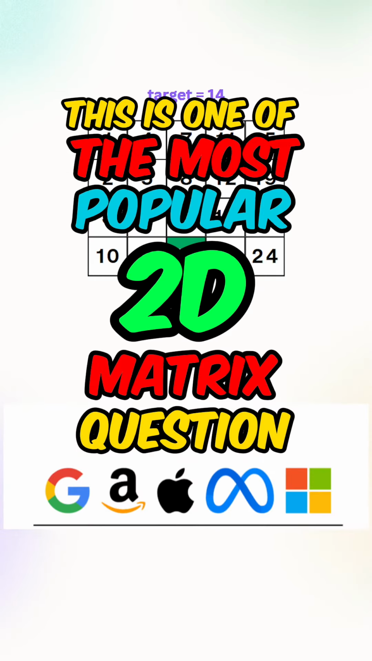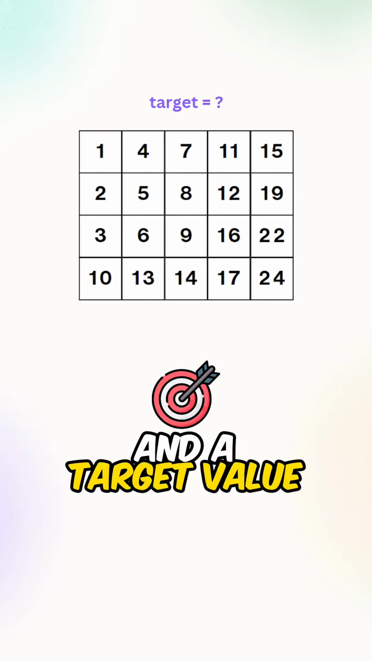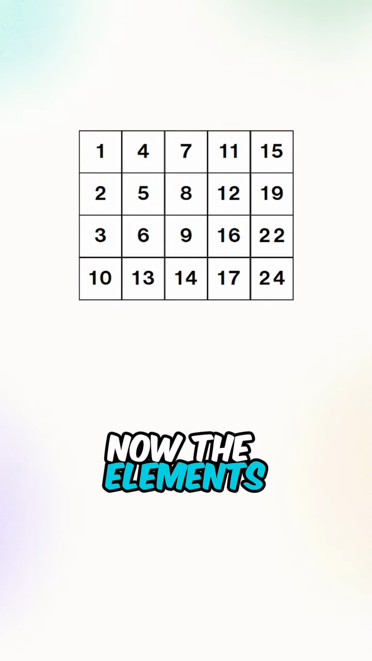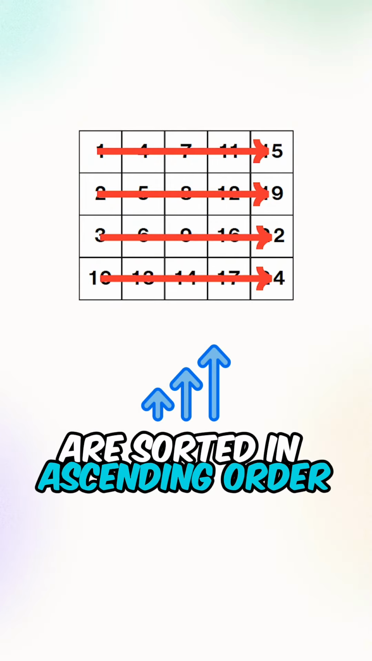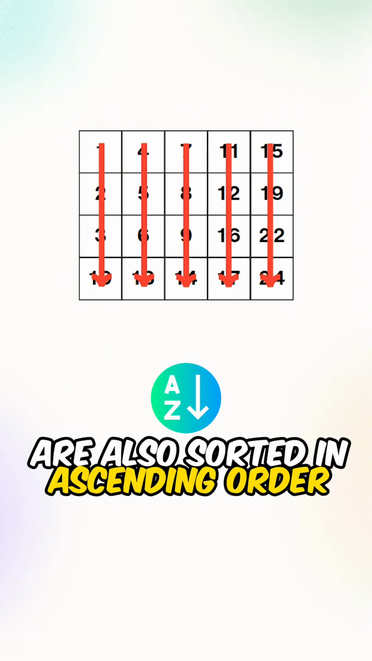This is one of the most popular 2D matrix questions at every single company. So given a 2D matrix and a target value, return true if the target is found within the matrix. Now the elements in each of the rows are sorted in ascending order. The elements in the columns are also sorted in ascending order.